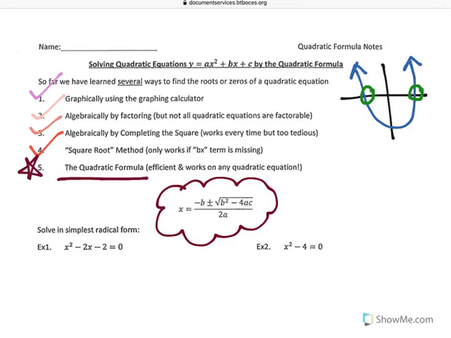Now, this formula will be given to you on the Regents, so you don't have to have it memorized, but you probably will naturally memorize it just because we're going to use it so much. So here's what it is. It's x equals negative b plus or minus the square root of b squared minus 4ac all over 2a. And yes, I know that sounds really tedious and long, and you're thinking, I'll never remember that, but trust me, I guarantee that you will eventually.